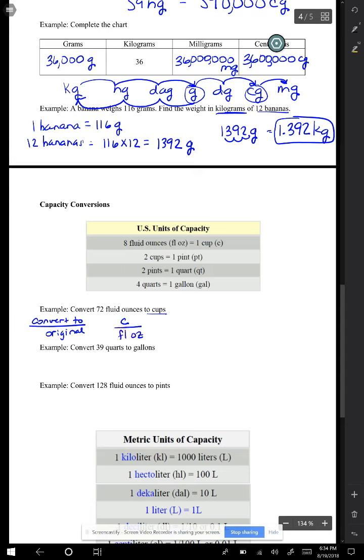So we look at our table, and it says that 1 cup is 8 fluid ounces, and that's what we'll use to multiply. I have 72 fluid ounces, and I'm going to multiply that by 1 cup over 8 fluid ounces. The fluid ounces divide out, leaving me with my cups, and 72 divided by 8 would be 9 cups.